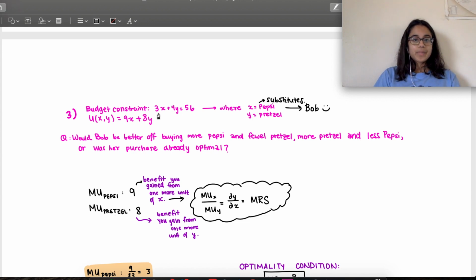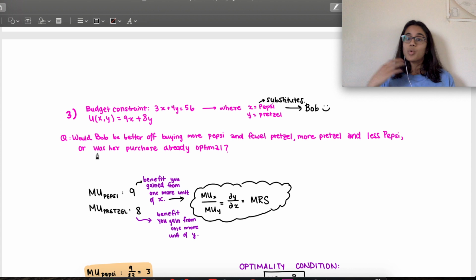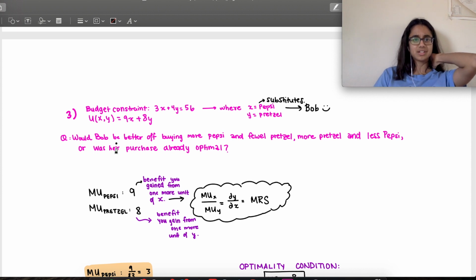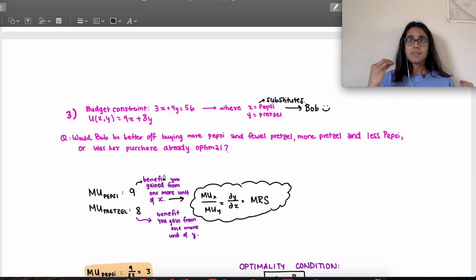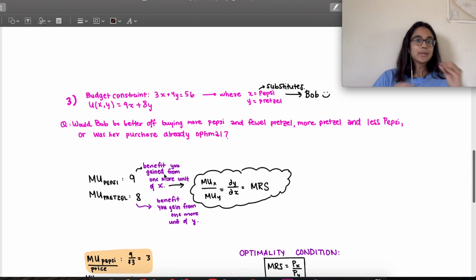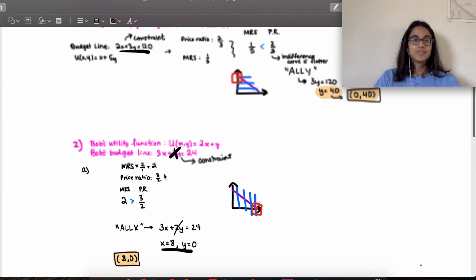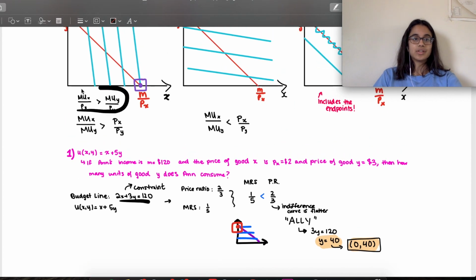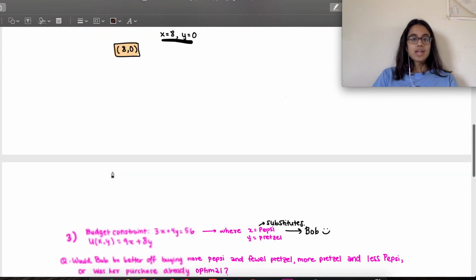So here we're going to use the same intuition. Would Bob be better off buying more Pepsi and fewer pretzels, more pretzels and less Pepsi, or was his purchase already optimal? Here we're really just comparing the price ratio and the indifference curve and manipulating the formula so that we end up getting this little expression.